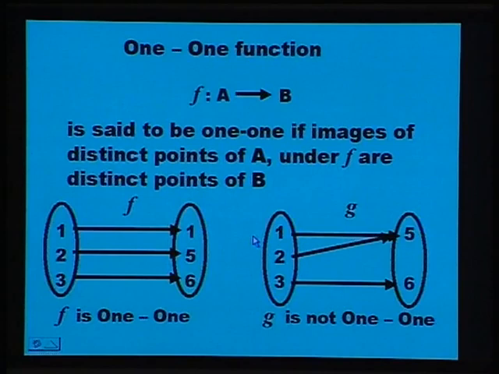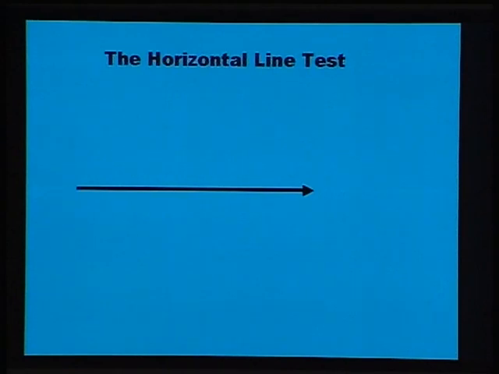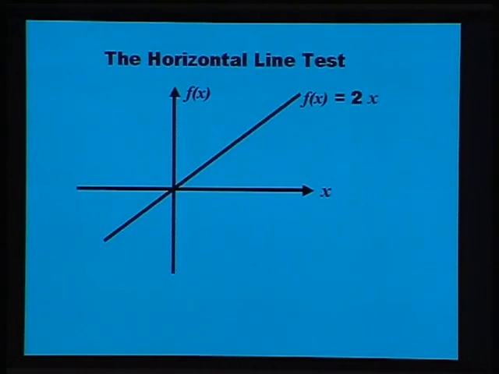There is a test called the horizontal line test, which can be used whenever the graph associated with the function has been drawn. So if you are drawing the graph of the function, then it's better to use the horizontal line test to test whether the function would be 1-to-1 or not. Let's take an example. Consider the function f(x) equal to 2x. The graph is a straight line passing through the origin. We would like to know whether this function is a 1-to-1 function or not.